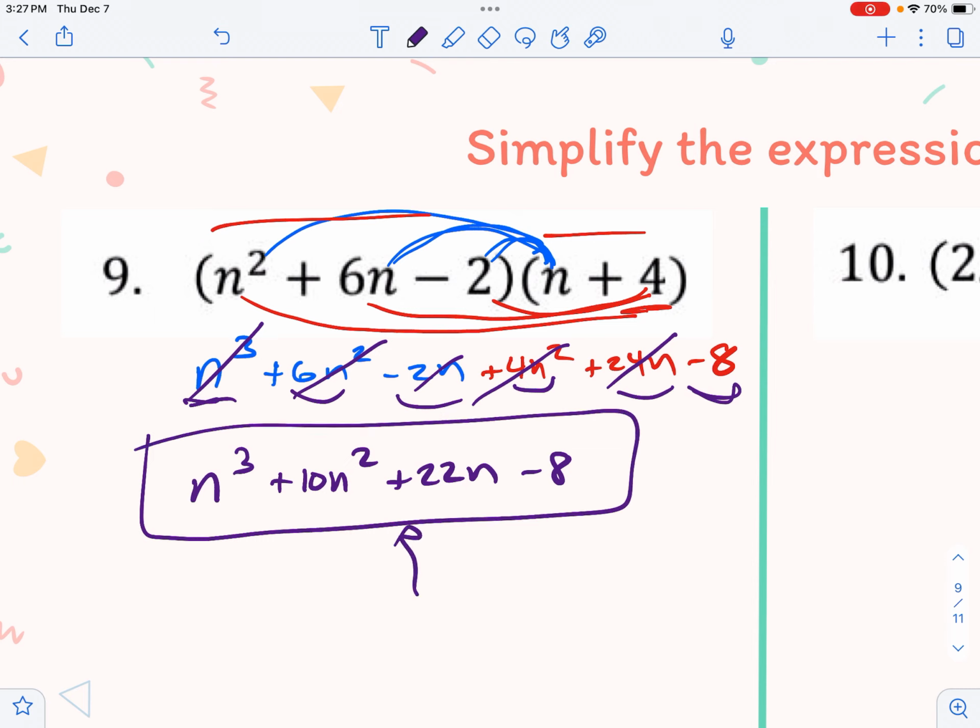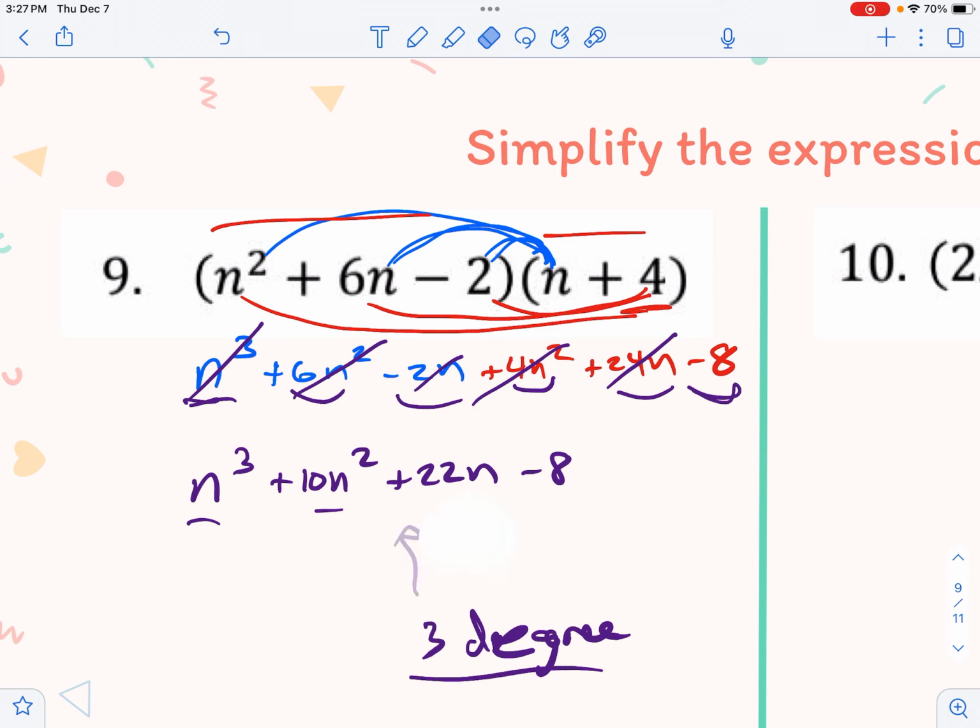What's the degree of this polynomial? Well, there's a 3, there's a 2, there's a 1, and 0. 8 has no degree. So the degree would be 3, okay? Just so we kind of know that. Anyway, that's our answer.